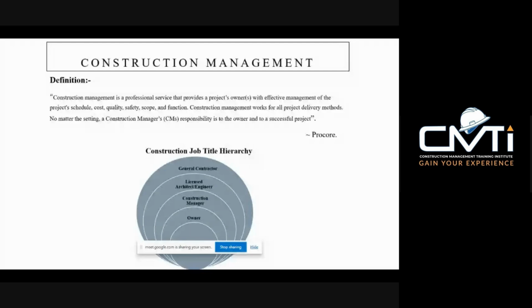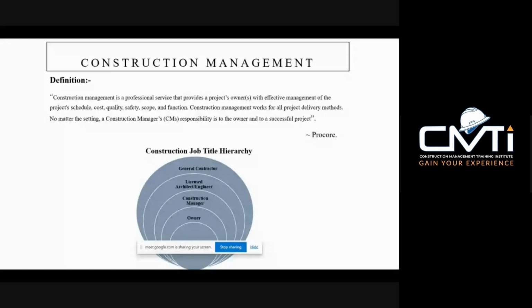To come to an official definition of construction management, it's a professional service where a project owner is provided with effective management of the project schedule, cost, quality, safety, scope of work, and function. This construction management is applicable to all project delivery methods, which I'll be talking about in the next few slides. A person who manages a construction project is called a construction manager. He is the sole responsibility, the entity who is answerable to the owner for a successful project.